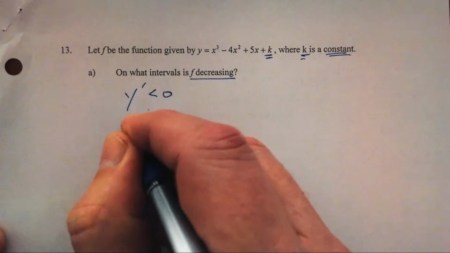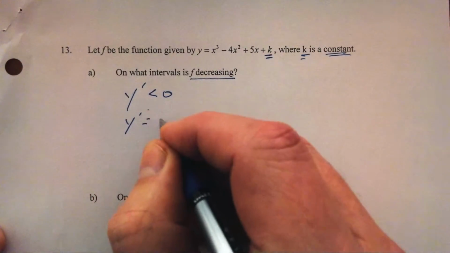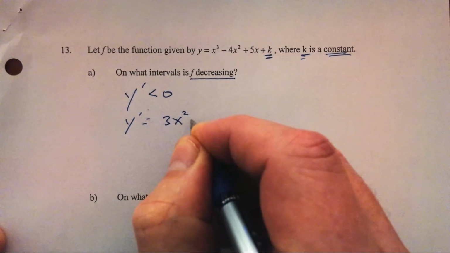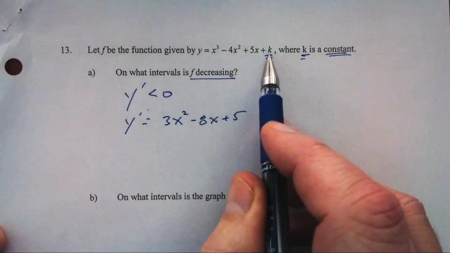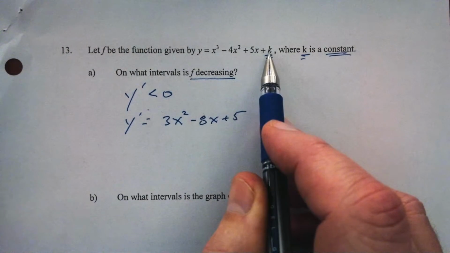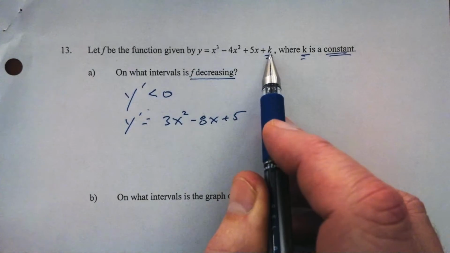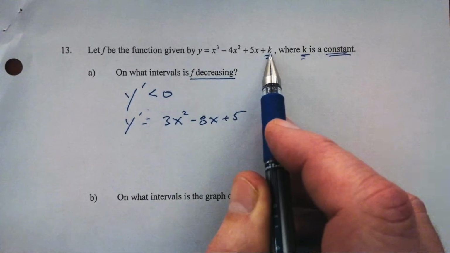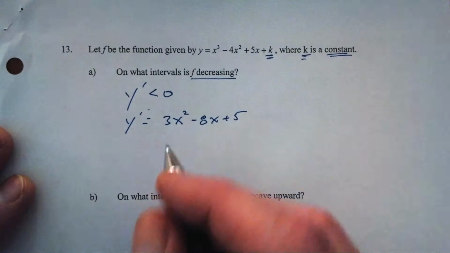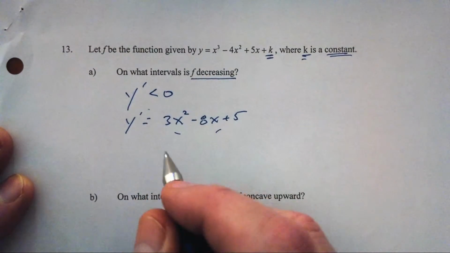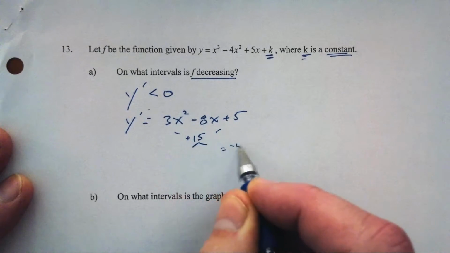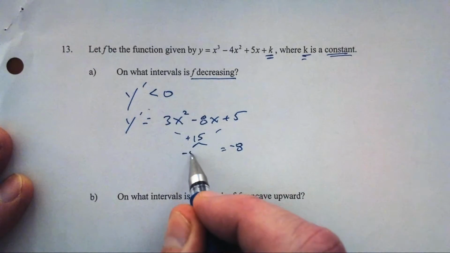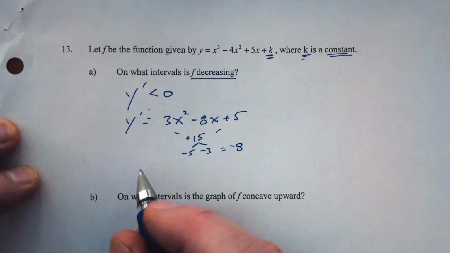So our derivative is 3x squared minus 8x plus 5. The derivative of k would be dk/dx, but k is a constant here. The derivative of a constant is 0. So now I want to set this equal to 0. When I do, I'm going to factor this. I need factors of positive 15 that add up to be negative 8. Those are negative 5 and negative 3, so this does factor.